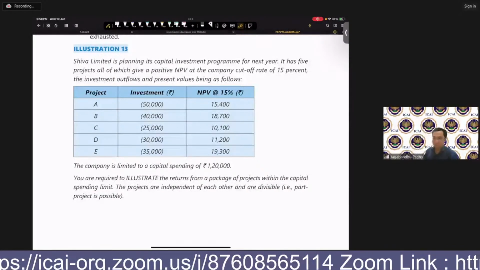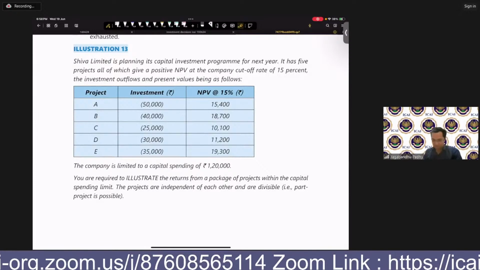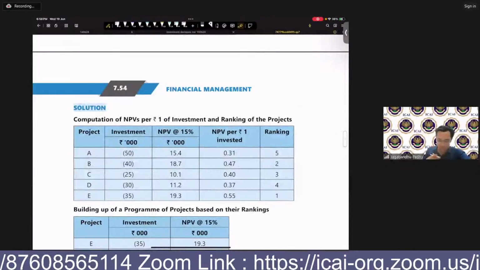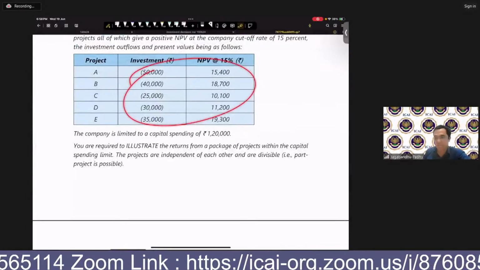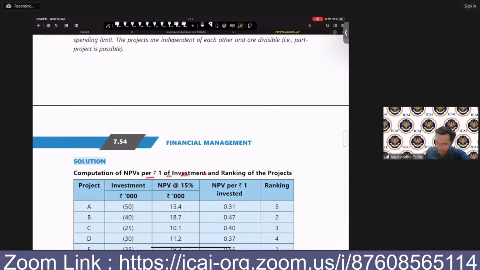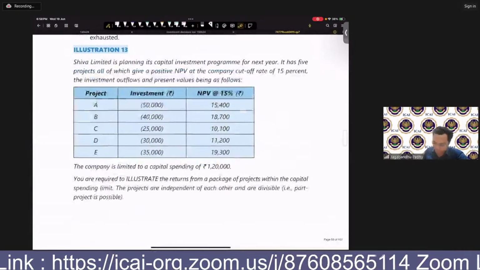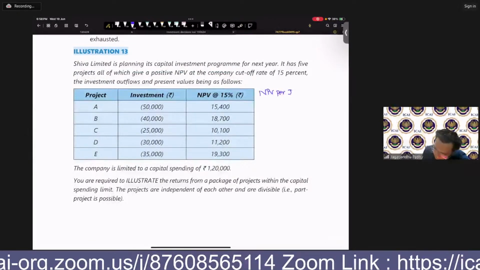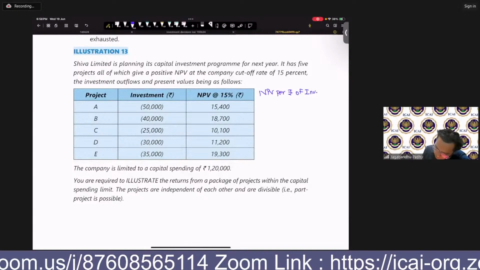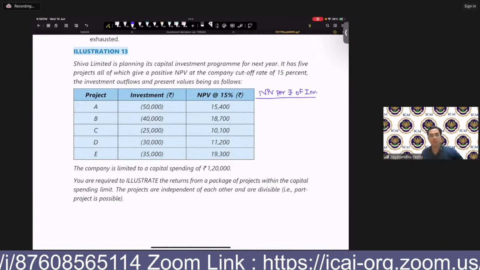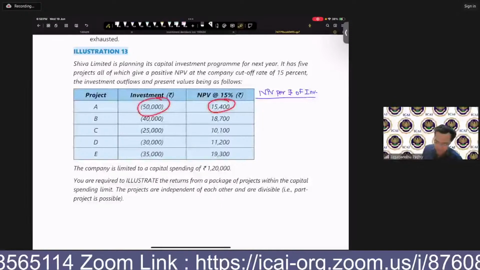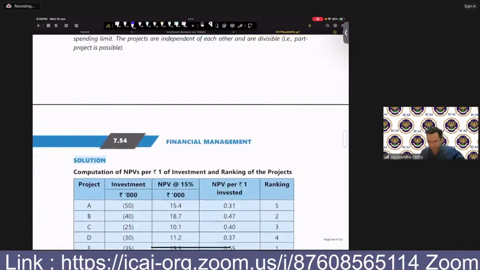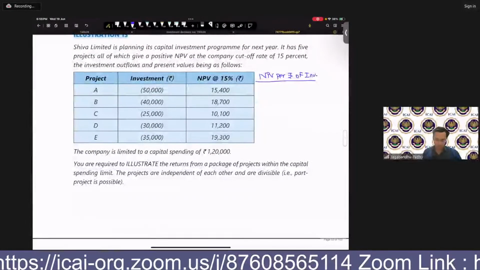Right? So we can also have a part project over here. So the company is going to have a limited spending capacity of 1,20,000. So the first case is, for each of these projects, let us compute NPV per rupee of investment. How do I get this NPV per rupee of investment? You just need to divide your NPV by the investment value. So this is like 15,500 divided by 50,000.